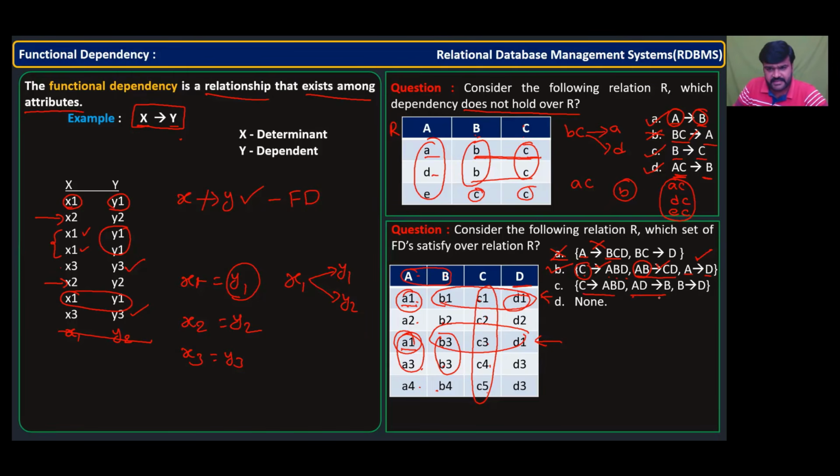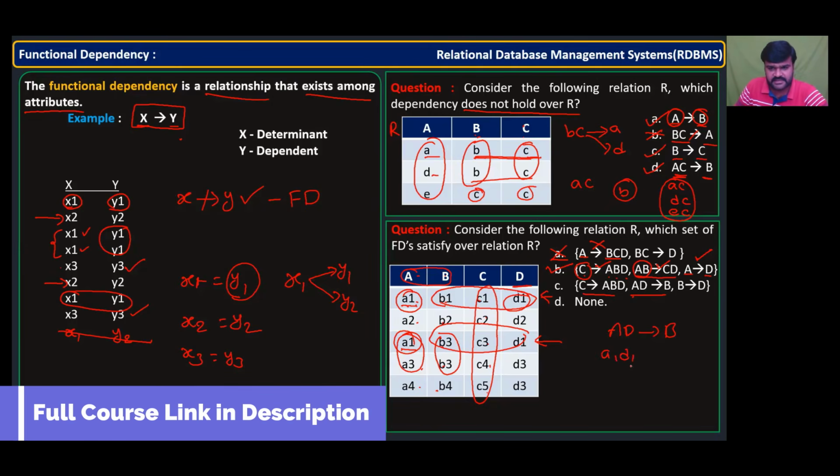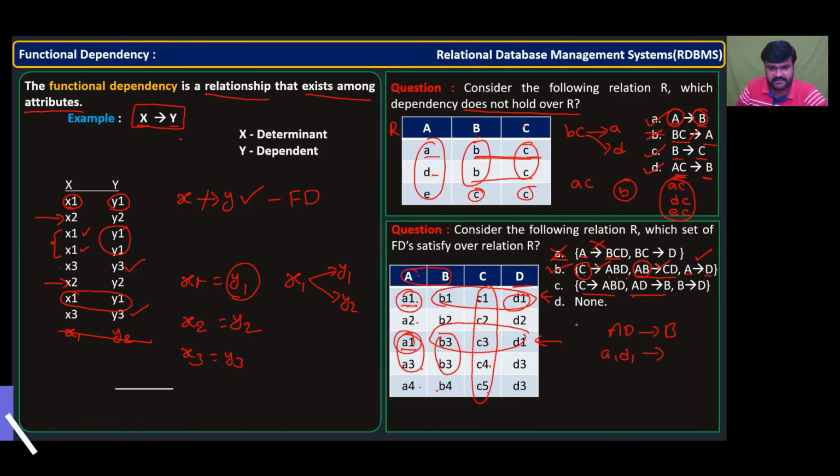You can take AD derives B. Let us cross check AD. AD derives B, he is saying. If you take the AD combination A1, D1, two times is there. In both the times, is it deriving the same value? Let us check. Here it derives B1, and here B3. So don't confuse with these lines. One time it is deriving B1, and another time it is deriving B3. So it is an invalid FD. So this is also not correct, and because we already found the answer, option B.